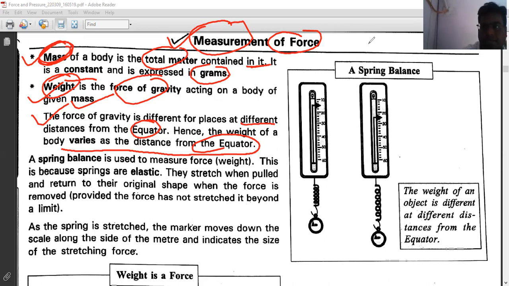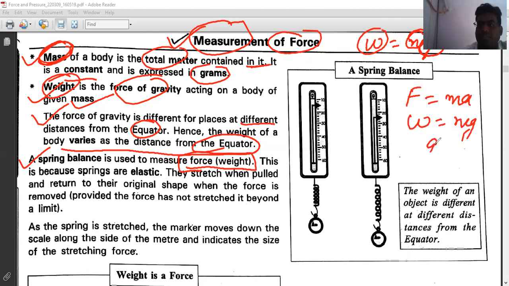So we know that weight is mg. So m is fixed, but g is variable, right? So when g varies, weight also varies. Now look at the next point. A spring balance is used to measure the force, or weight. Force or weight is the same because we define force as ma and weight is mg. So here g is replaced by a in force. So both are the same thing.